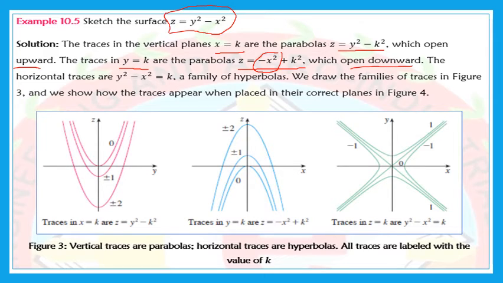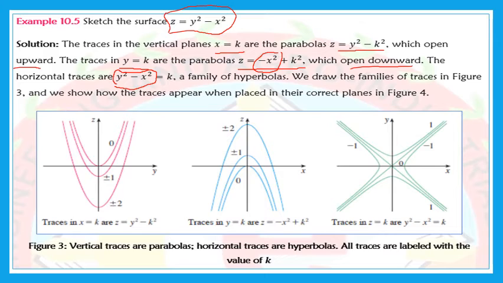So, the horizontal traces natin dito, class, if we let z equals k, so we have y squared minus x squared equals k, a family of hyperbolas. Pag minus na siya, tapos constant yung nasa right side, ibig sabihin family of hyperbolas na. Kung positive yan, ibig sabihin nun, ellipse siya.